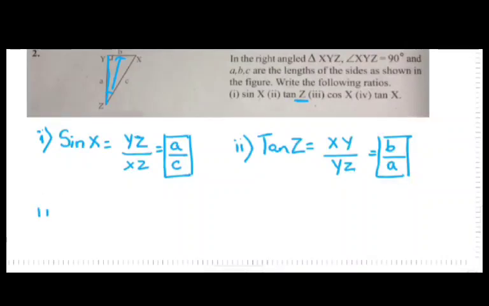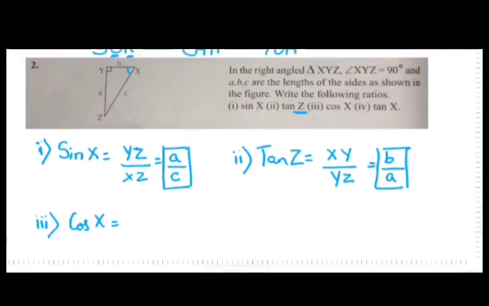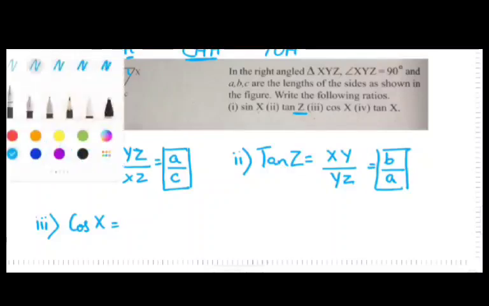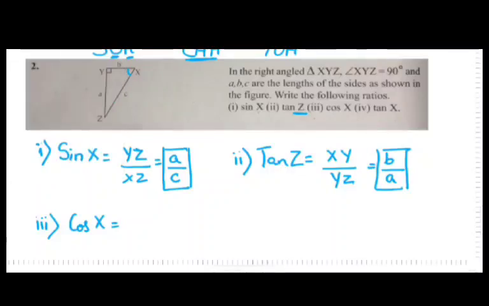Cos X. Cos X is equal to, where's my X? Here. Cos X, cos is CAH. Here we are, CAH. So cos is adjacent, which is this, XY, which is equal to B upon hypotenuse, which is XZ, that is C. Very simple.